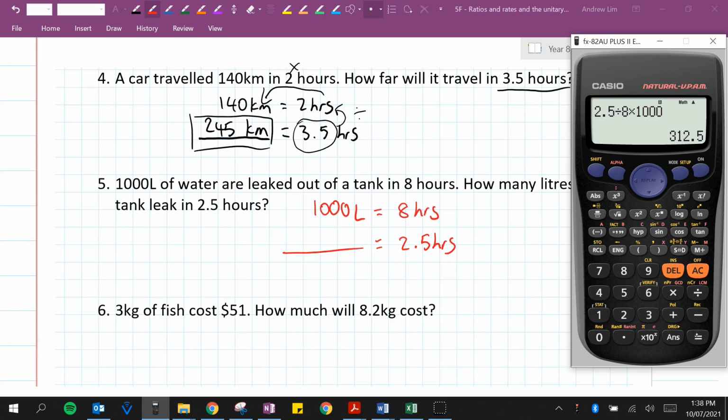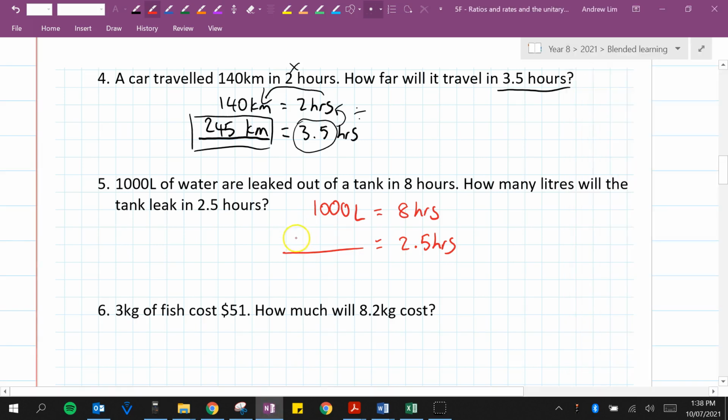So my answer is 312.5. And the unit is liters, because that's what this unit is. Okay, so 312.5 liters will be leaked out in 2.5 hours.